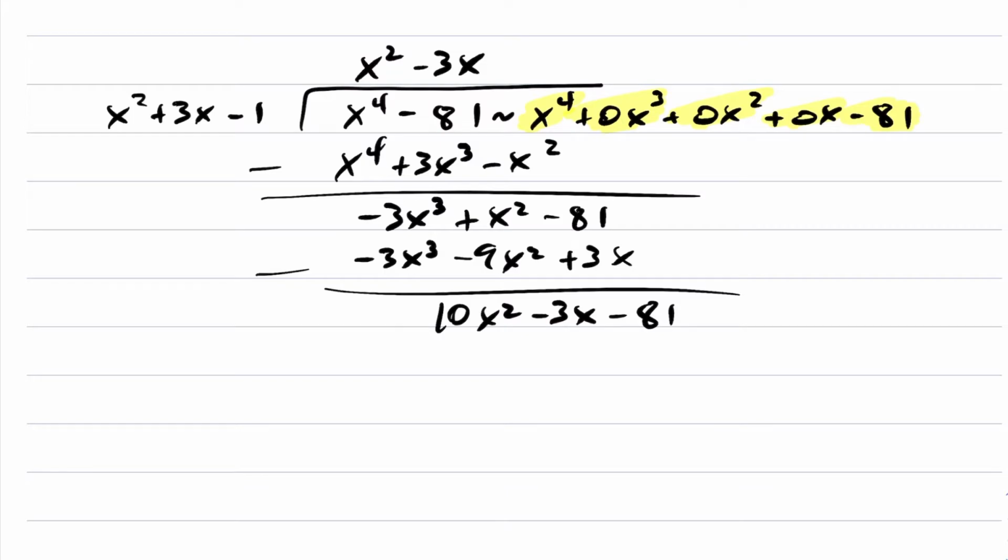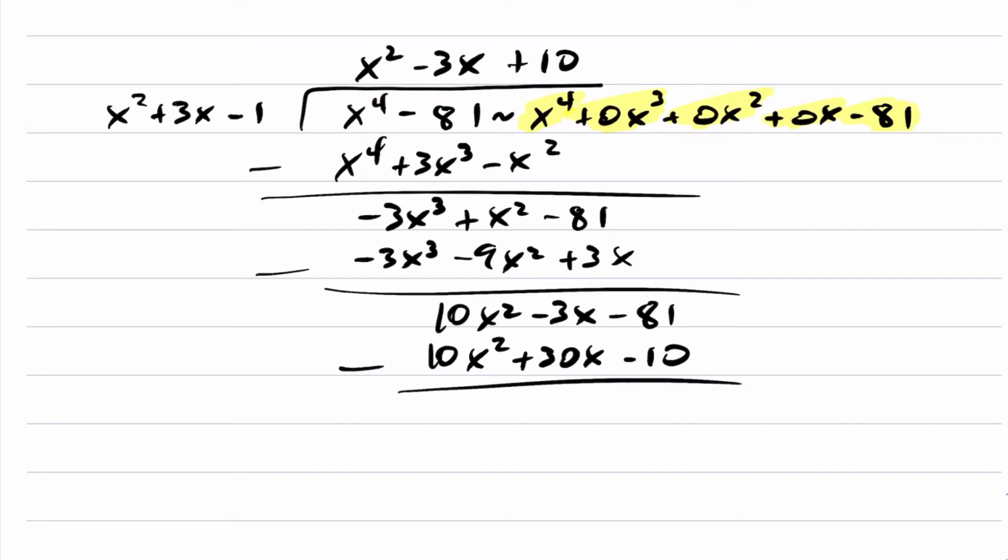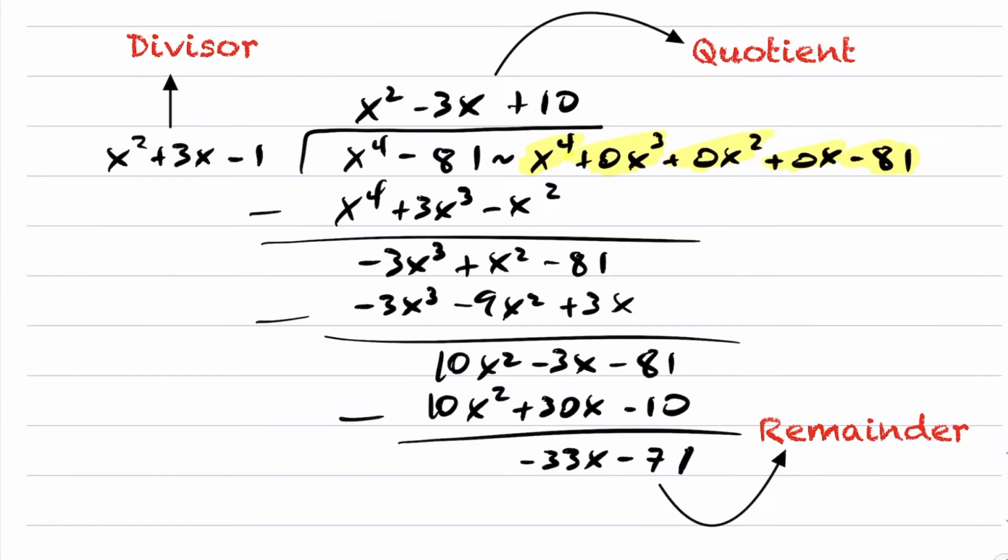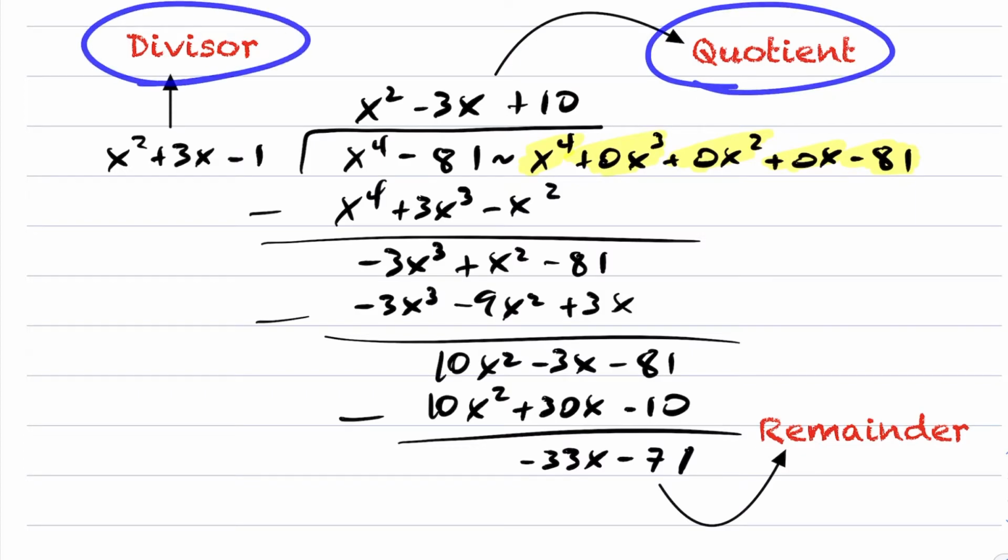Continuing on here, following the same idea, we're going to put a plus 10 here, in which case doing multiplication, we get 10x squared plus 30x minus 10. And subtracting this time, we get minus 33x minus 71. So putting this all together, we now have our quotient, our divisor, and our remainder.